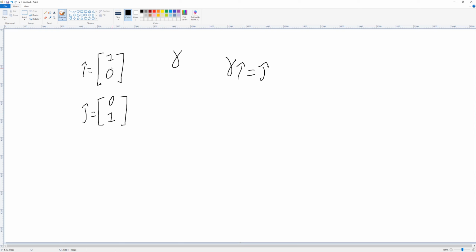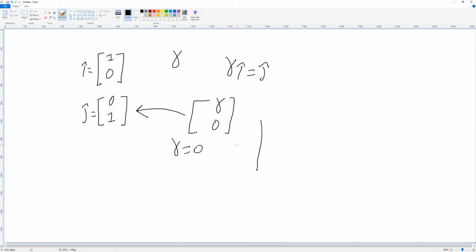If we think about this, gamma times i hat is equal to (gamma, 0). And so for this to be equal to (0, 1), I'd need gamma to be equal to 0 for this first entry to be the same. But if gamma is equal to 0, the bottom entry is not going to be the same. In fact, no matter what you choose for gamma, the bottom entry is not going to be the same.